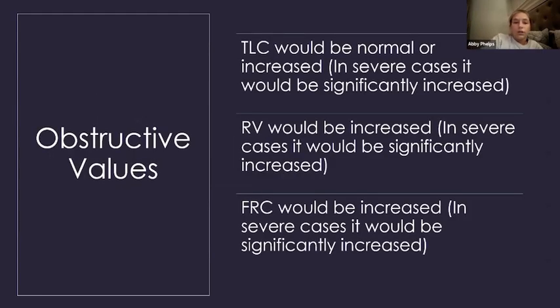So for your obstructive values, your TLC would be normal or increased, and in severe cases, it would be significantly increased. Your RV, your residual volume, would be increased. Also, in severe cases, it would be significantly increased. And then your FRC would be increased as well, and in severe cases, it would be significantly increased.